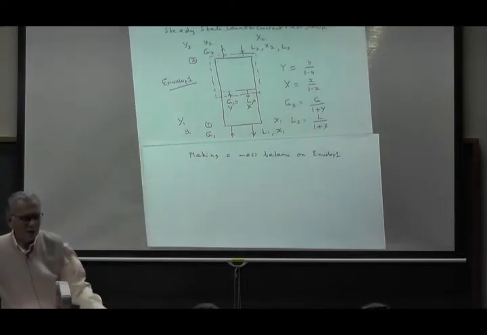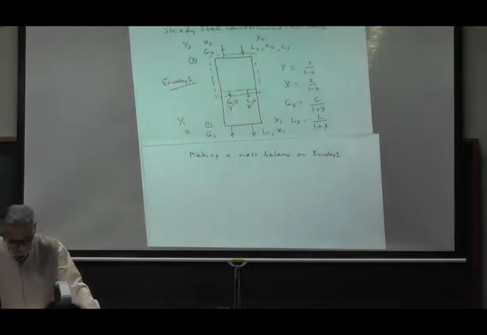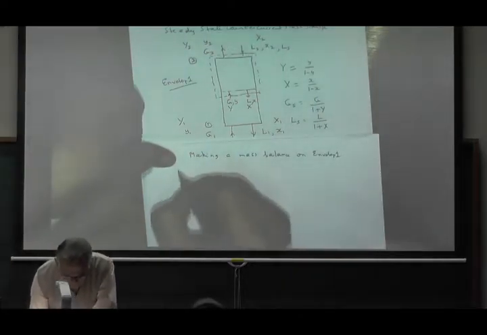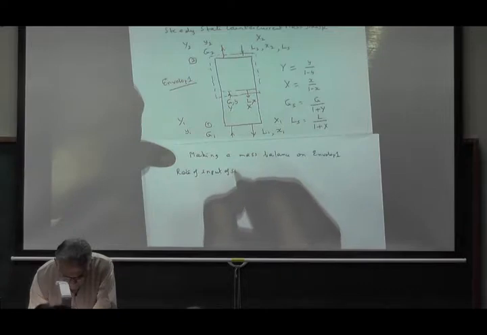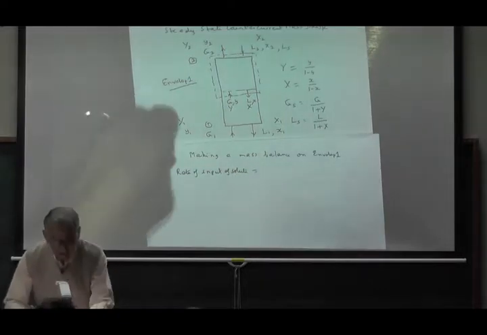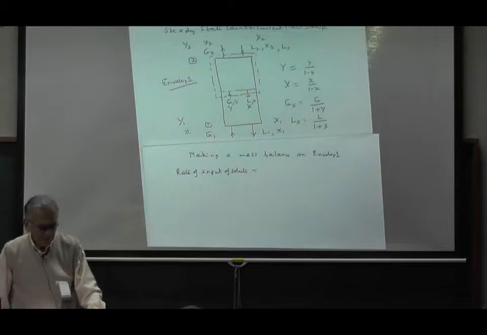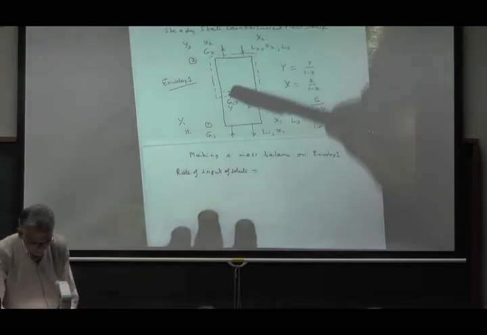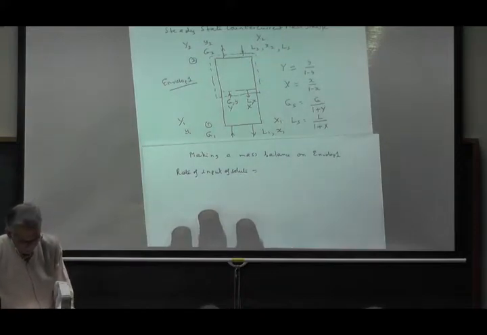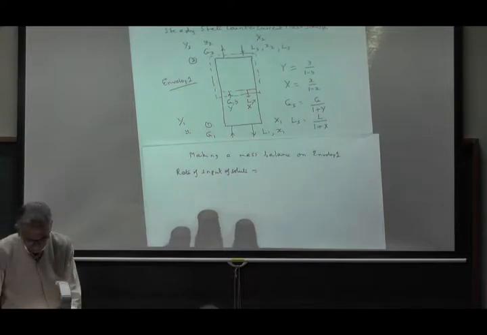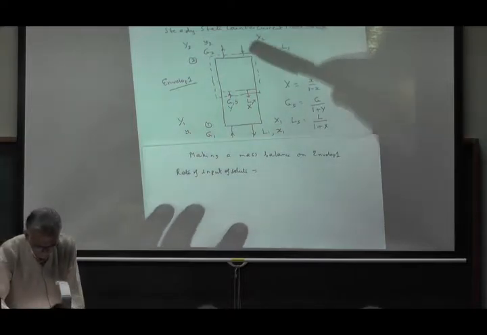So there is no reaction going on. So we are making a mass balance on component A. So what is the rate of input of solute in this envelope? So A is coming in from here and it is coming in general from here. So how much is coming in? How much is coming in here?